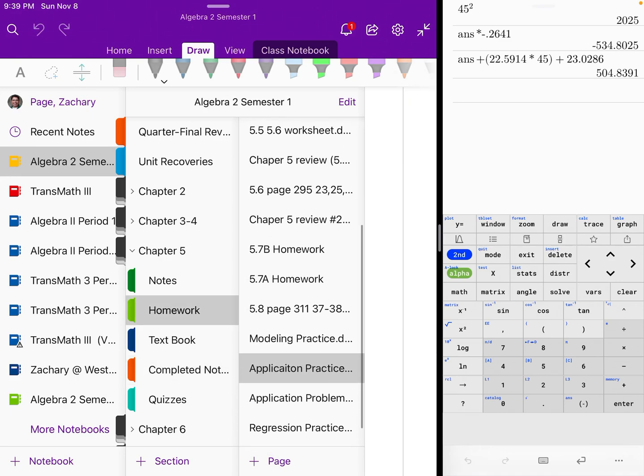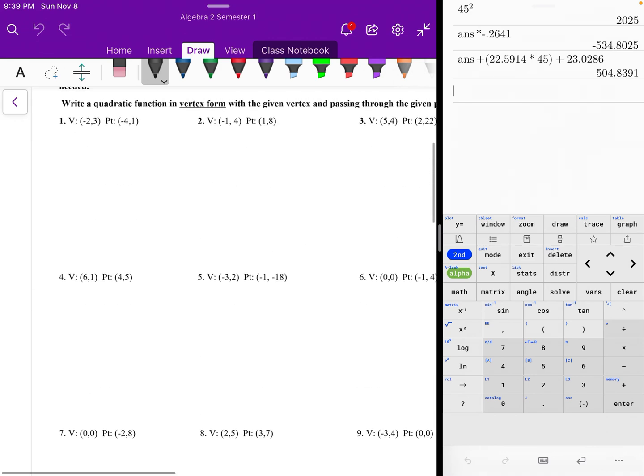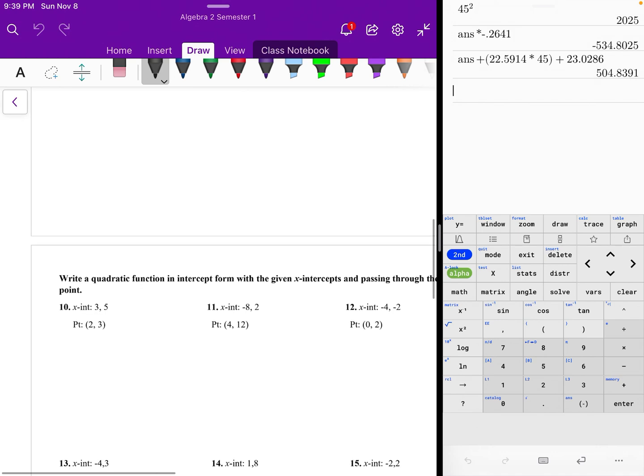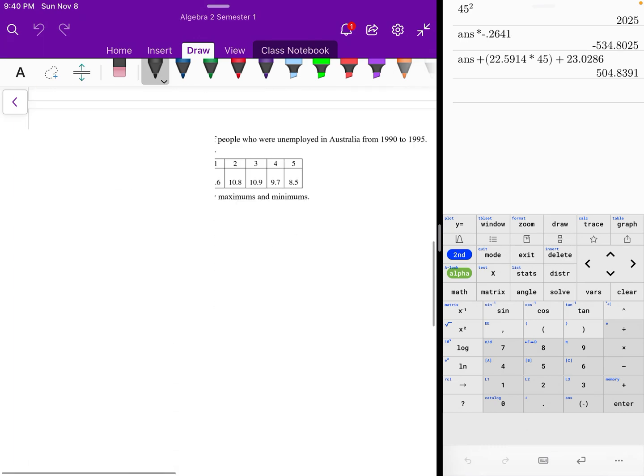Homework for this section is modeling practice. That's writing your equations in vertex form and intercept form. And then you can also do the regression practice as well.